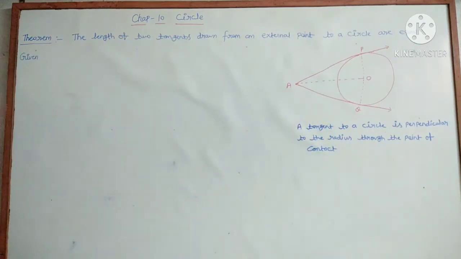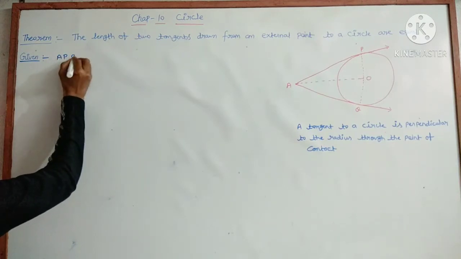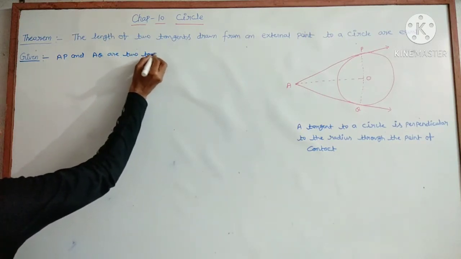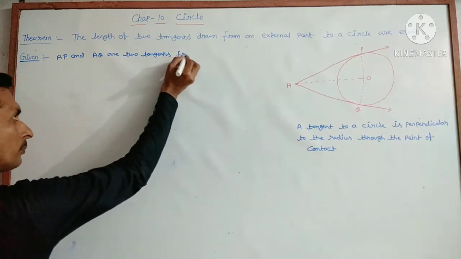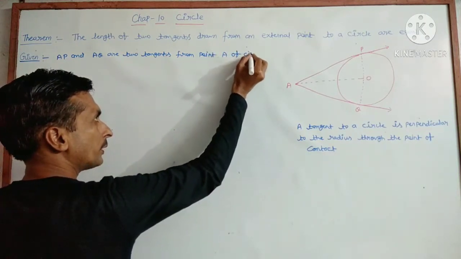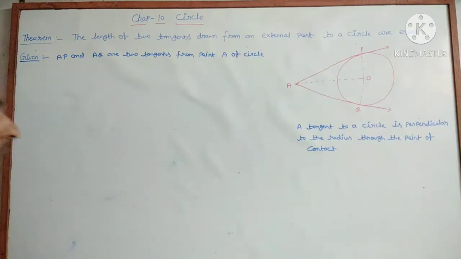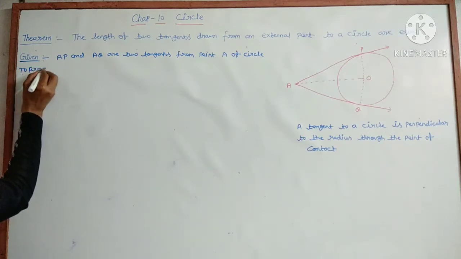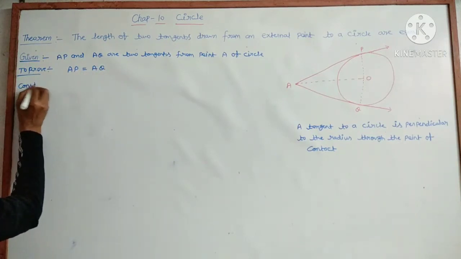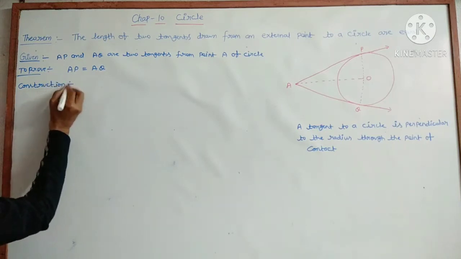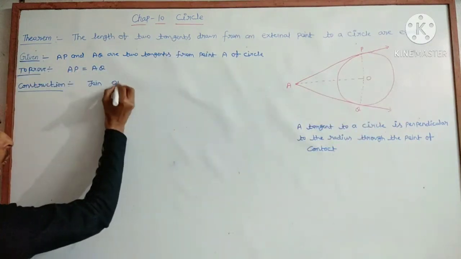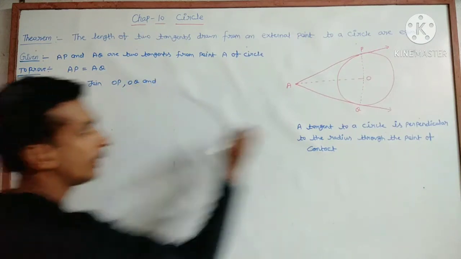And how to solve? Look at this one. Given: AP and AQ are two tangents from point A of a circle. To prove: AP equal to AQ. Construction: join OP, OQ, and this line OA.